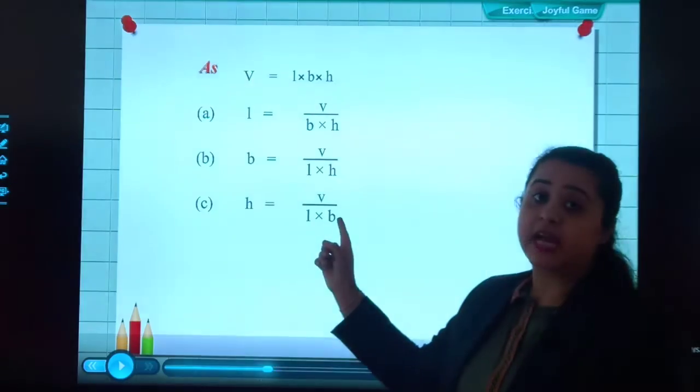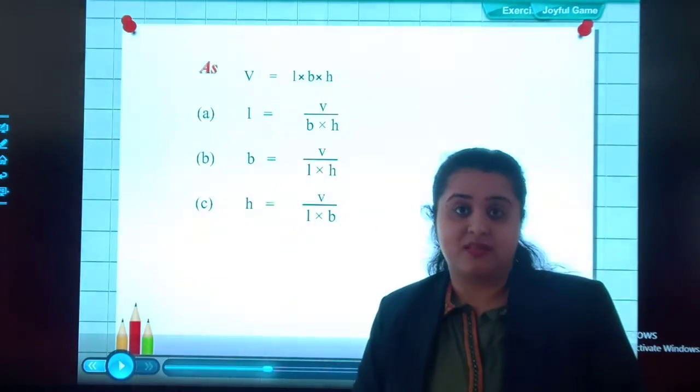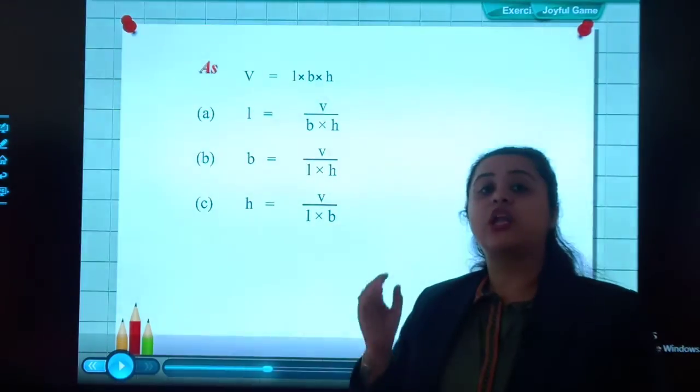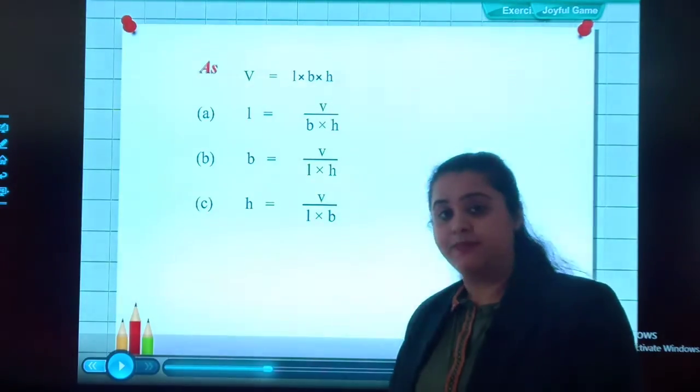It might happen that you are supposed to find the width. In that case, volume upon length into height.